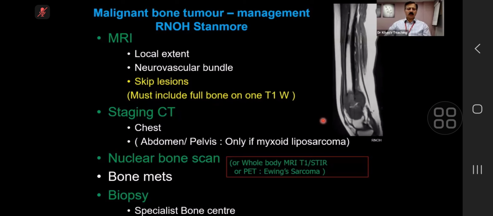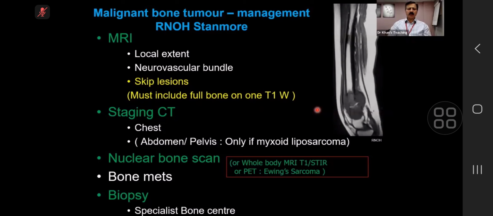So please remember, those of you who are participating from overseas, that there is no concept of a biopsy at your center in UK. In UK, there are specialized bone tumor centers. And how radiology is practiced is that if you see a malignant bone lesion, you refer the patient to the bone tumor center. And in the viva, this is what you have to say. Otherwise, you will get negatives for that.